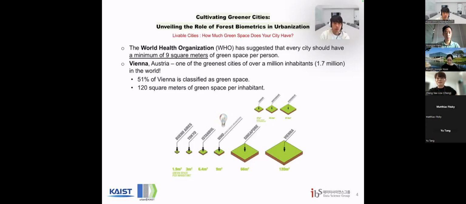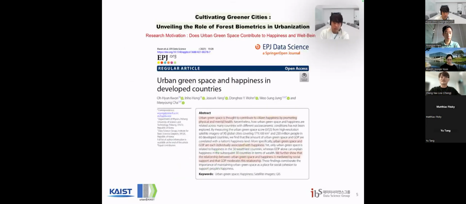Vienna itself has 120 square meters of green space per person, followed by Stockholm and other cities. I cannot find the value for Korea in this case, but our neighbor, for example, Tokyo, has only 3 square meters of green space per inhabitant, which highlights that the area of green space should definitely be increased.